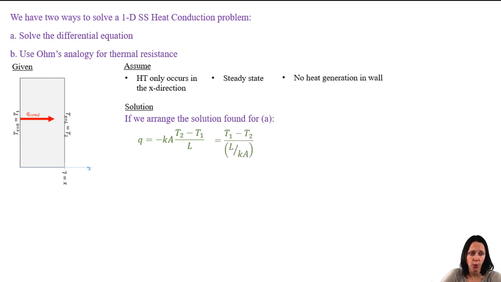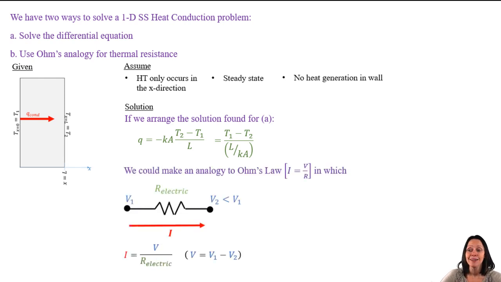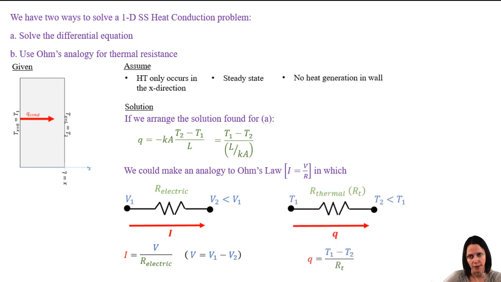Let's rearrange the equation that we got in part A to demonstrate the thermal resistance concept. All I've done here is put the temperature change up top and the L over kA portion at the bottom. Remember Ohm's law from your basic E class? It says that the current is equal to the voltage over the resistance. Well, the voltage is the driving force for the flow of electric current, and we can make a similar statement about the temperature difference being the driving force for heat flow, and that's exactly what we're going to do here.